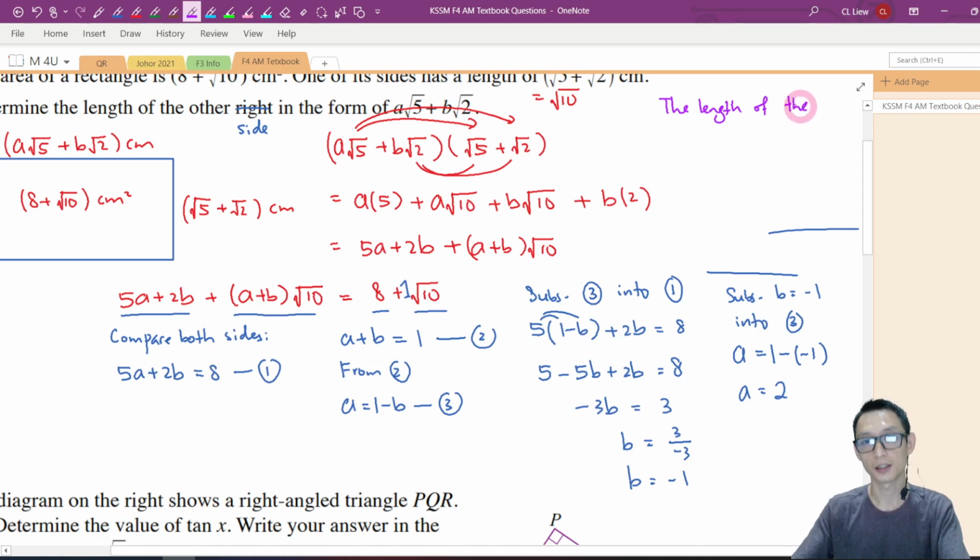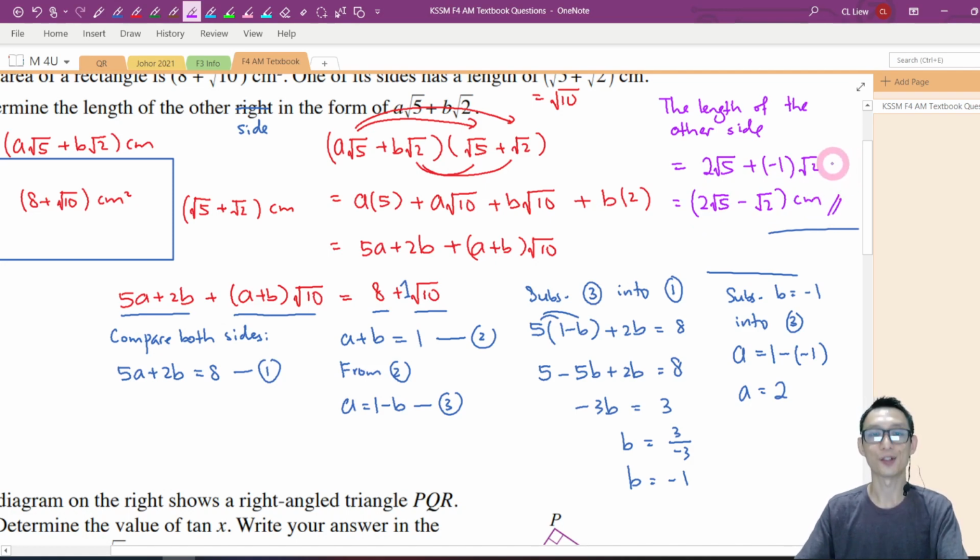So the length of the other side is equal to, so be careful, this is a first, so 2 square root of 5, plus b is negative 1 times square root of 2. So positive negative will be equal to negative: 2 square root of 5 minus square root of 2 centimeter. Okay, so this is the final answer for question number 7.